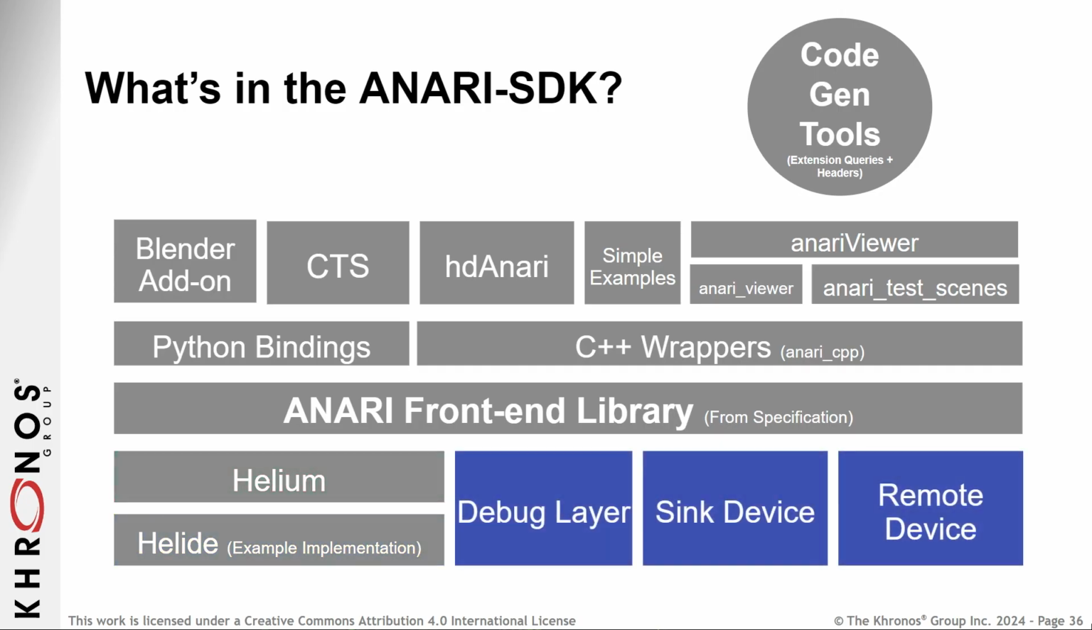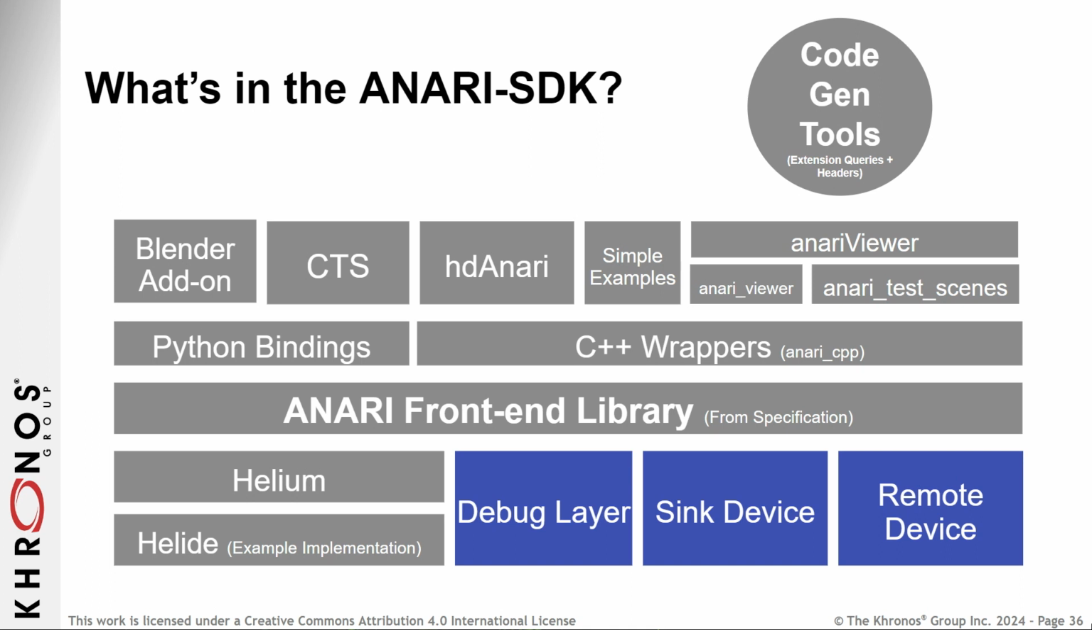Then there's some other devices that are more utility focused. So there's the debug layer. That's just a device implementation you can use. The sink device is an implementation that doesn't render anything, but it'll take all API calls. So you can use it in place if you're having issues with a particular device backend. It's just a practical tool if you want to take all of the possibilities out of your implementation dying.